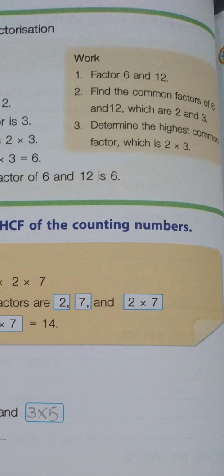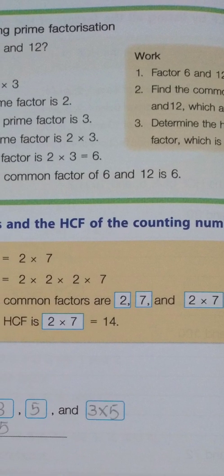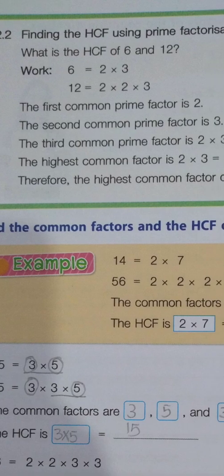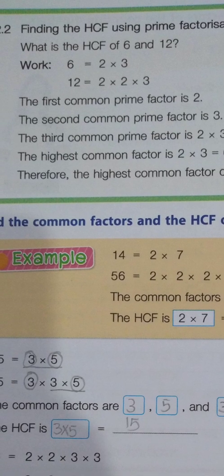Number 2, find the common factors of 6 and 12, which are 2 and 3. Number 3, determine the highest common factor. So, 6 equals 2 times 3. And 12 is equal to 2 times 2 is 4, and then 4 times 3 is equal to 12, right?